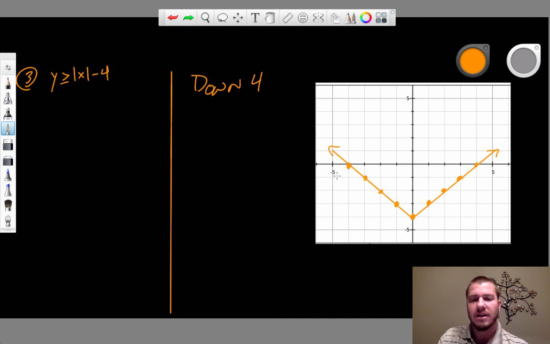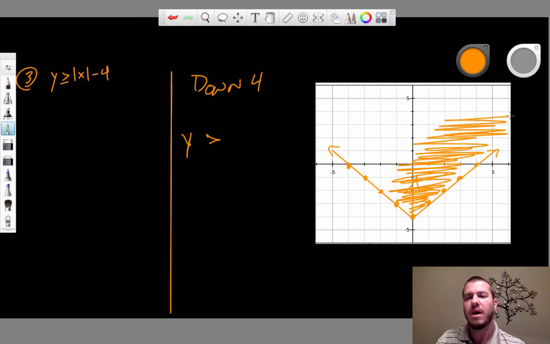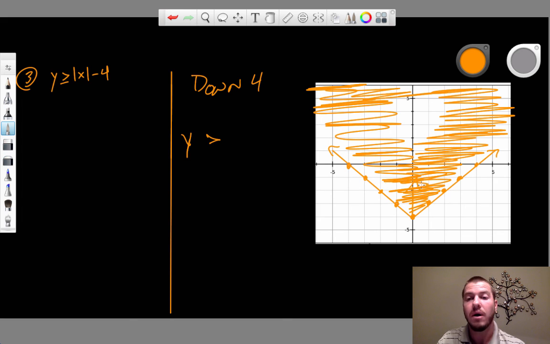But going to the shading, it's either going to be everything on the outside of this graph or everything on the inside. Now, you can use the same thing that we did with the last one. Because it's greater than, the y is by itself. Again, to use this rule, the y has to be by itself. It's greater than, so you're going to shade up from the vertex. It's not always going to be on the inside of the V, but as long as it's greater than, you will shade up.